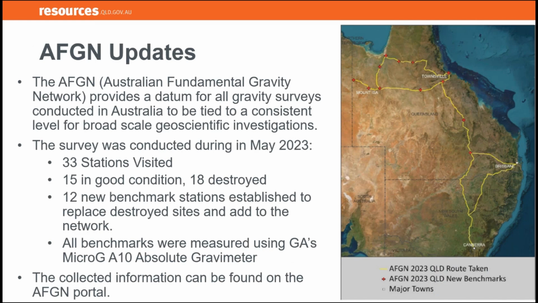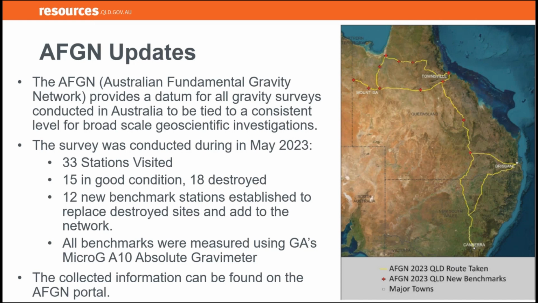Quickly, in conjunction with Geoscience Australia again, Roger and Phil from Geoscience Australia went on a road trip to update the AFGN sites across Queensland. The AFGN sites, the Australian Fundamental Gravity Network, provides the datum for all gravity surveys to be tied into and to be leveled to a consistent datum.